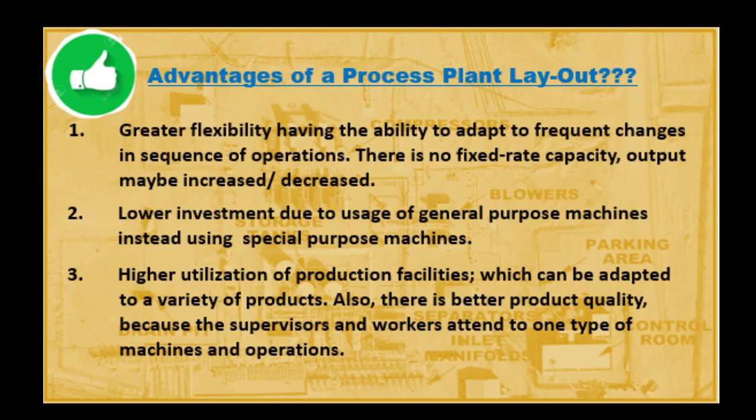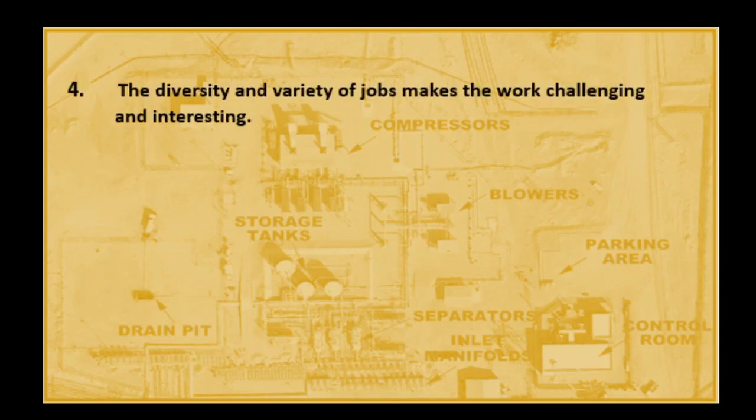So, sabi dito, there's higher utilization of the production facilities. Gaya nga sinabi ko sa inyo, pwedeng maulit yung operation ng isang single machine. So, pwedeng dumaan siya once, pwede siya dumaan twice, or even thrice. So, fourth one, the diversity as well as variety of jobs makes the work challenging and then interesting. So, in this case, hindi makakatulong yung worker natin, kasi nandoon sa kanyang performance yung pinaka characteristic ng ating pinaka-final product.